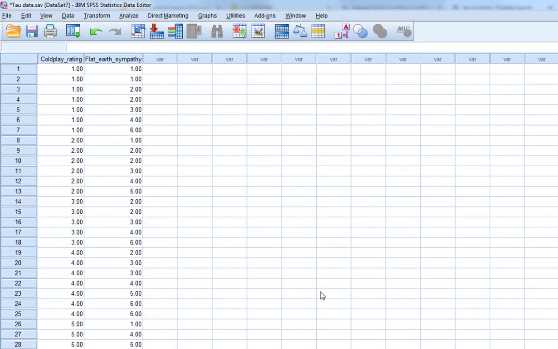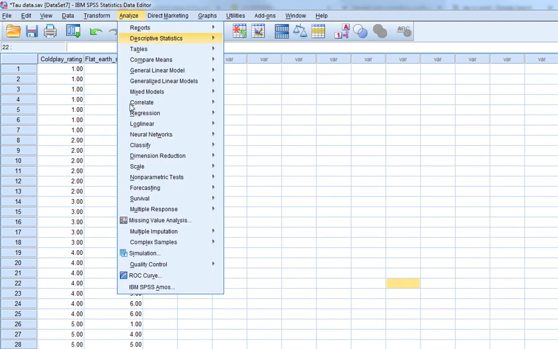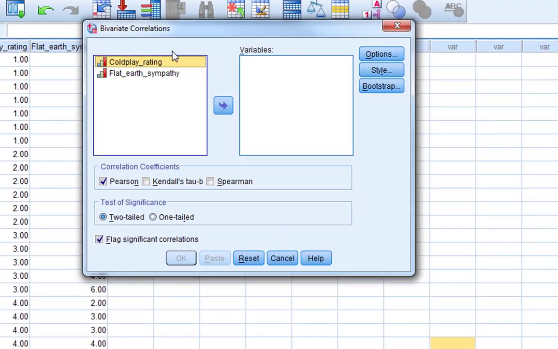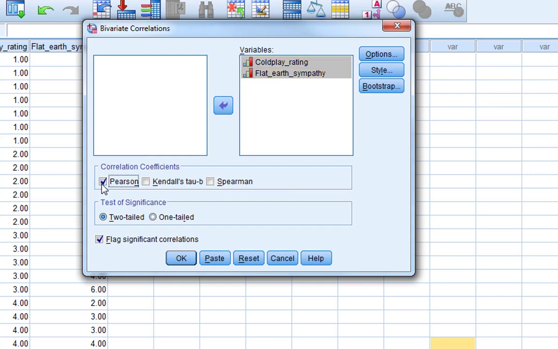So to run Kendall's tau is a relatively straightforward procedure. Analyze, correlate, bivariate. We've got our two variables from our data set, and these are the things we wish to correlate. So first thing, we just click across our two variables, then we've got our correlation coefficients to choose from, and what we want is Kendall's tau in this case.